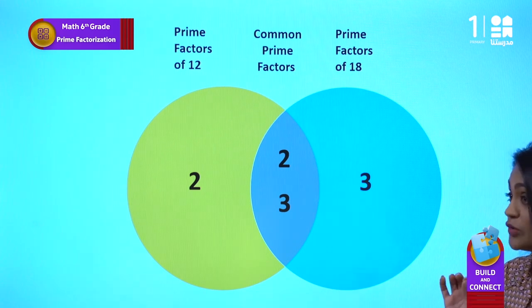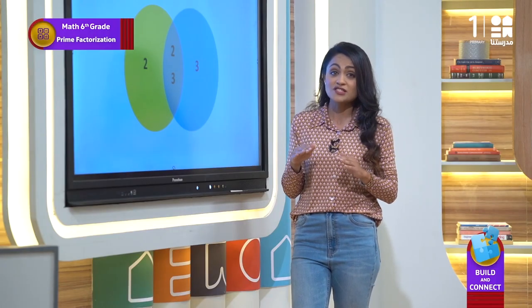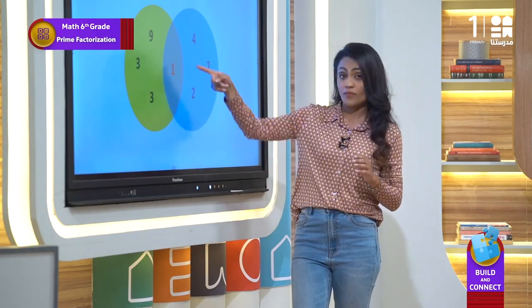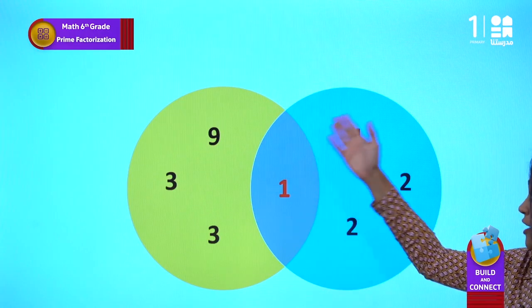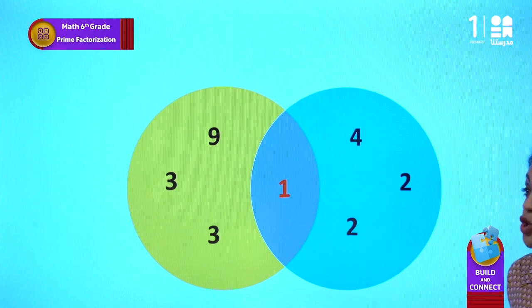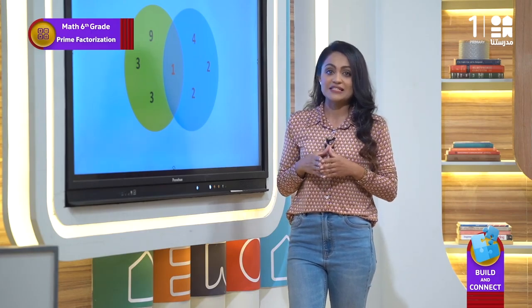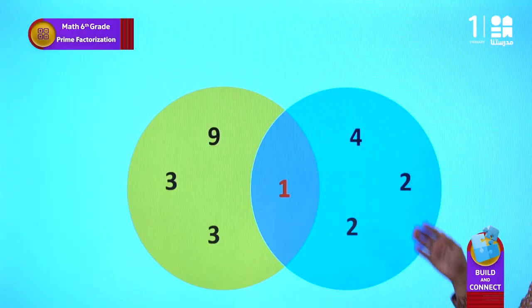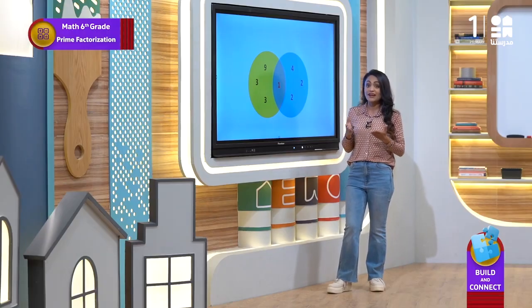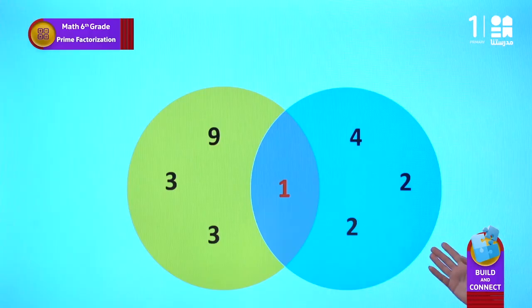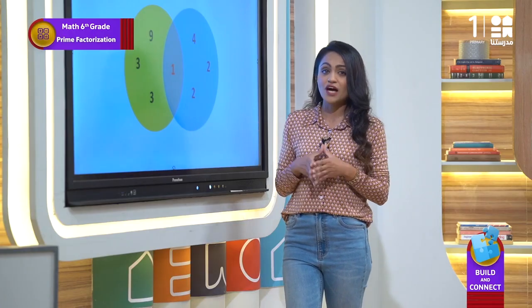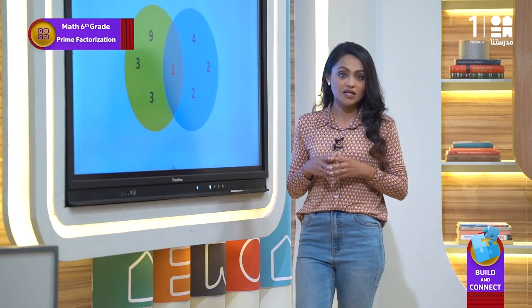If we have numbers that have no common factors other than 1, like 4 and 9, if we draw a factor tree for each of them, we will find that 4 equals 4 times 1 and 2 times 2. So the factors of 4 are 1, 2, and 4. And 9 equals 9 times 1 and 3 times 3. So the factors of 9 are 1, 3, and 9.